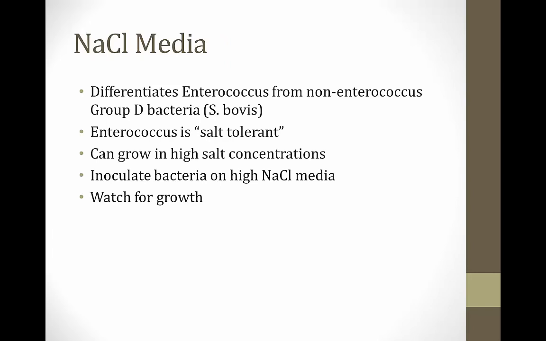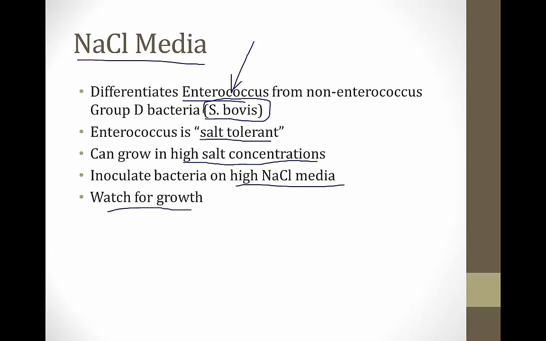Once you know you're dealing with a group D strep from the bile esculin test, you can plate it on sodium chloride media, and this will differentiate Enterococcus from non-Enterococcus group D bacteria like Strep bovis. So Enterococcus is what we call salt tolerant, and it can grow in high salt concentrations. I just think of Enterococcus as a very tough bacteria. It's resistant to a lot of antibiotics, and it also can grow in high salt concentrations. So when you inoculate your bacteria in a high sodium chloride media, you then watch for growth. And if it grows, you know you've got Enterococcus. And if it doesn't grow, you know you're dealing with Strep bovis.